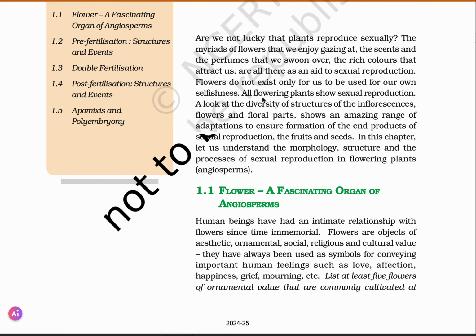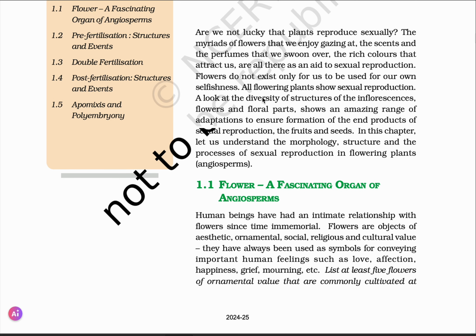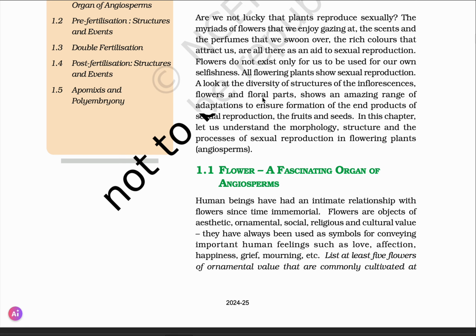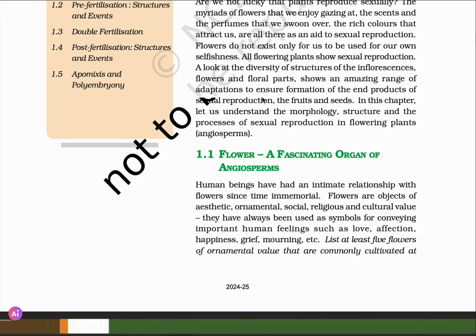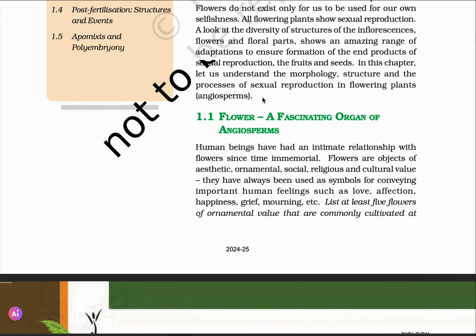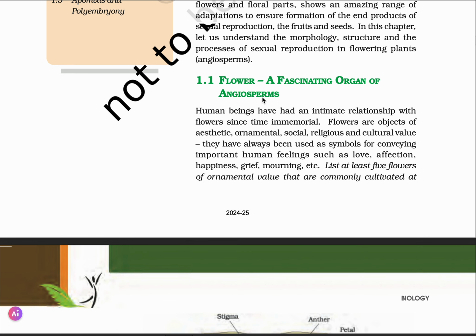A look at the diversity of structures of the inflorescence, flowers, and floral parts shows an amazing range of adaptations to ensure formation of the end products of sexual reproduction, the fruit and seeds. In this chapter, let us understand the morphology, structure, and the processes of sexual reproduction in flowering plants.